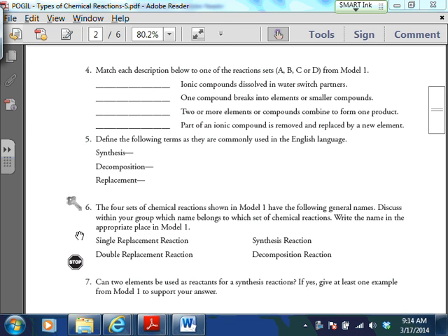Match each description below to one of the reaction sets. Part of an ionic compound is removed and replaced by a new element. That one's going to be single replacement, which should be set C, okay? Set D should be the top one. Ionic compounds dissolved in water switch partners. We haven't talked about that one yet, okay? So you might have mixed up C and D, but the one on the bottom for number 4 should be C, and the one on the top for number 4 should be D.